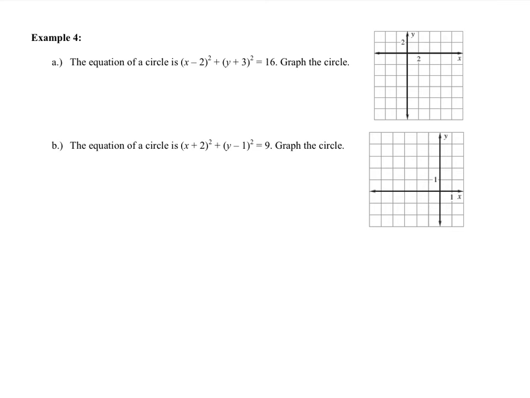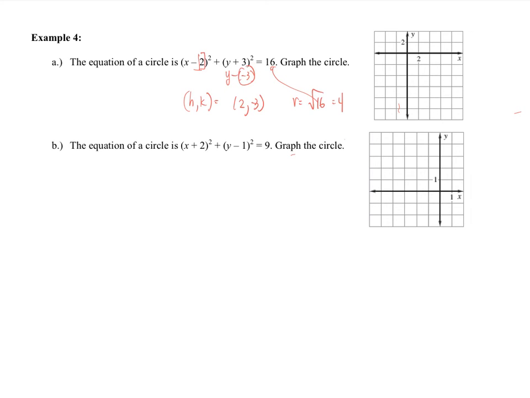Example 4. The equation of a circle is (x − 2)² + (y + 3)² = 16. Graph the circle. To read the center, I could simply take 2 as my h. And then I could rewrite this as y minus −3, and −3 would be my k. Or simply take the opposite of +3. And the radius would be the square root of 16, which is 4.